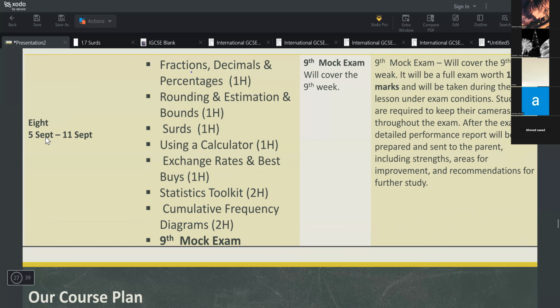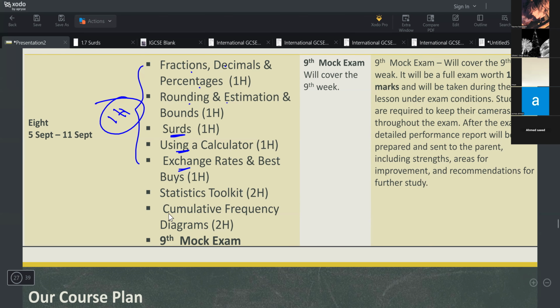Fractions, decimals, percentages, rounding, estimation, series, using the calculator, change roots. This is for Paper 1 each. This is the last thing. Here we finished already. Paper 1 each between 5 September and 11 September. Between 5 September and 11 September, inshallah, we will finish Unit 1.